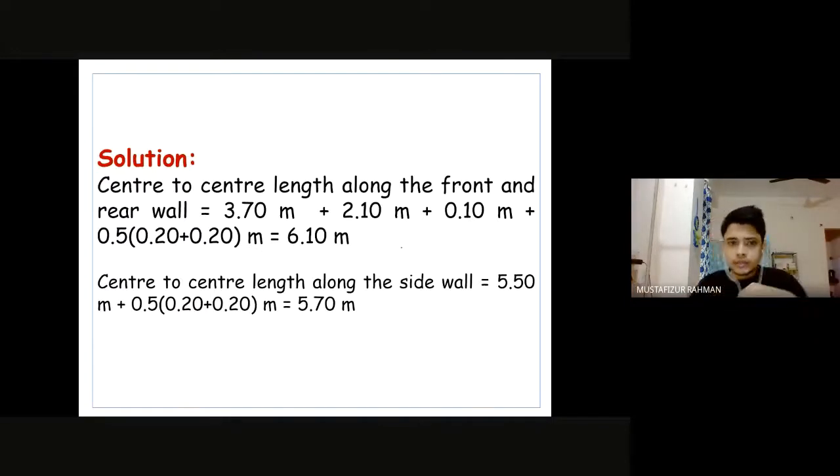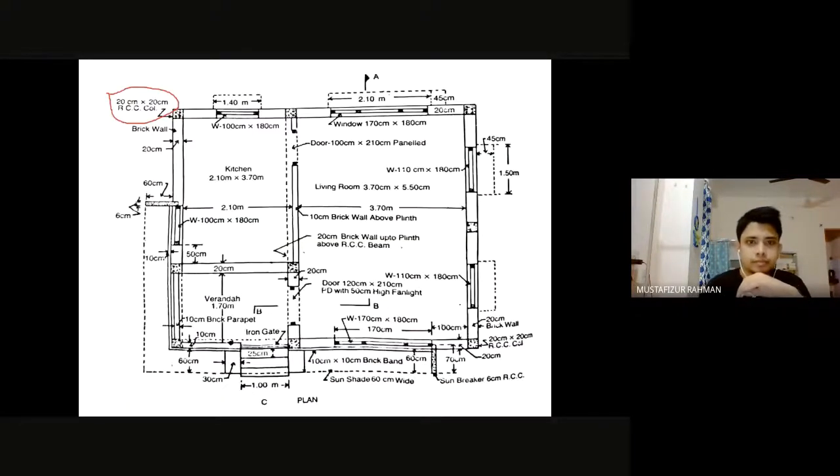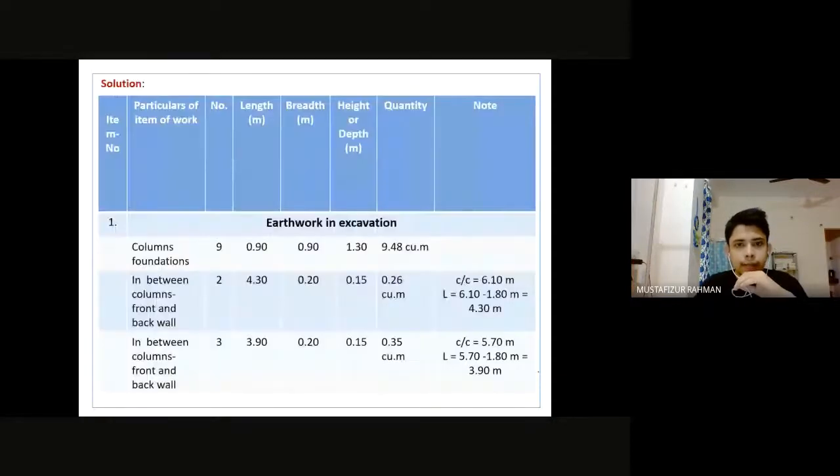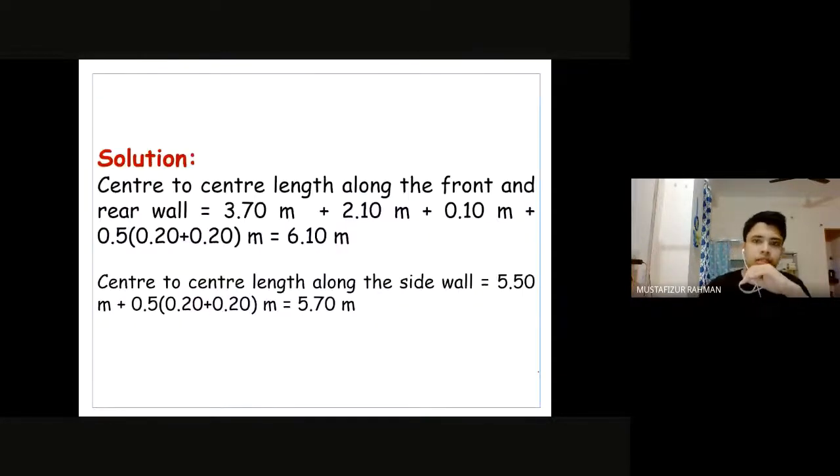So first, again, we will find out what are the center to center length in the plan. From here to here, what is the center to center length that we want to find out? And also in this side, from here to here, what is the center to center length we want to find out? Center to center length along the front and rear wall. This one plus this one plus this one plus these things, and this is the value from where we are getting.